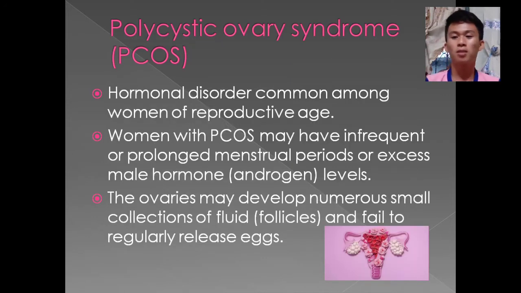So, let's talk about polycystic ovary syndrome, or PCOS. PCOS is a hormonal disorder common among women of reproductive age. Women with PCOS may have infrequent or prolonged menstrual periods or excess male hormone (androgen) levels, or the ovaries may develop numerous small collections of fluid, or follicles, and fail to regularly release eggs.